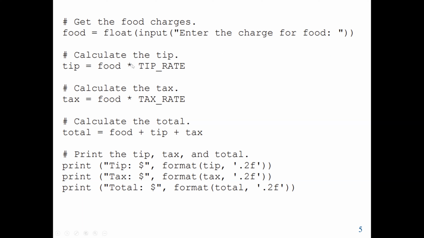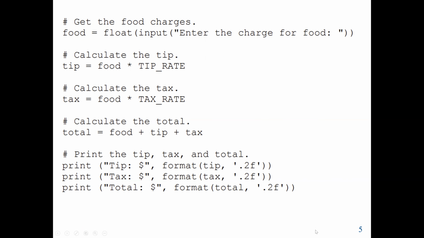So the tip will be 18% of the food charge, so food times tip rate. Then we can also calculate the tax, which will be the amount of the food charge times the tax rate. Now we know the tip rate, we know the tax rate, we can find the total, which will be the food plus tip plus tax.